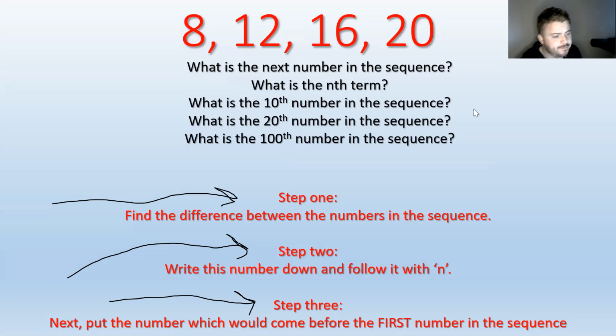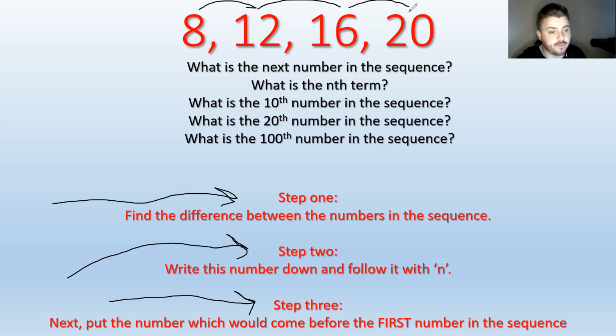So step one says, find the difference between the numbers in the sequence. Now, when we're finding the difference between numbers, what we're really doing is just counting from one number to the next number. So the difference between 8 and 12, we're just counting from 8 to 12. So 9, 10, 11, 12. So it goes up by 4. And of course, we need to add 4 to 12 to get to 16. And we need to add 4 to 16 to get to 20. So every number is increasing by 4. Okay, so that's the first step done.